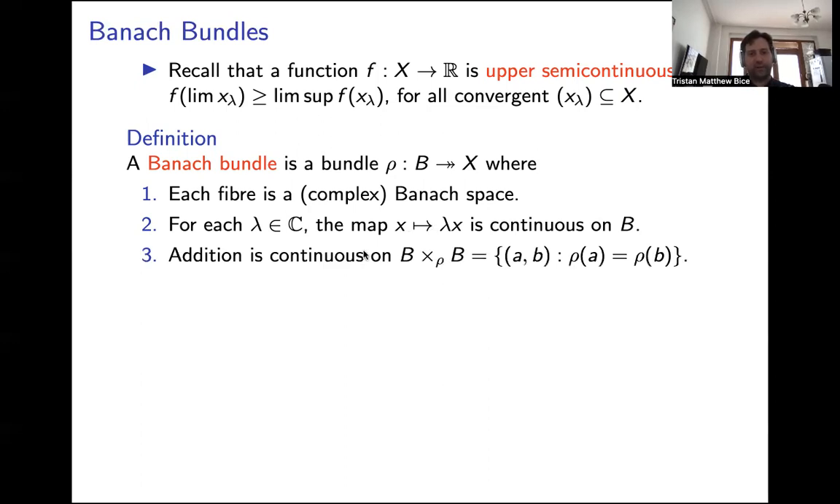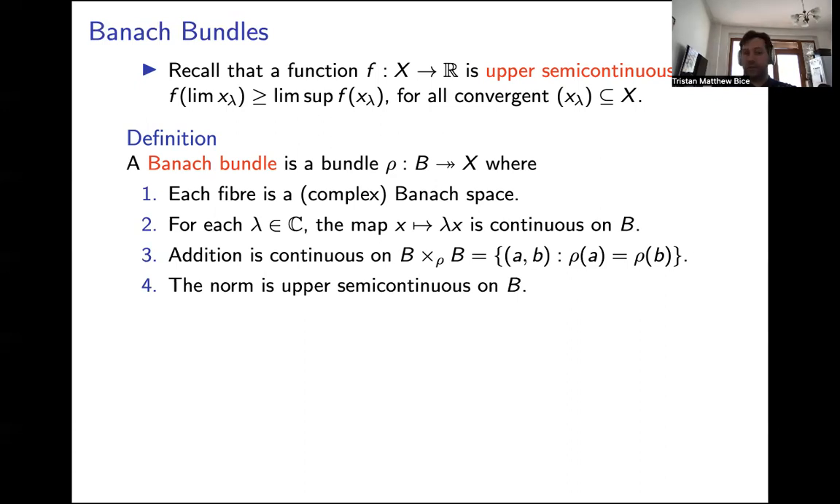We also want addition to be continuous, right? We can add within any fiber. We can't add elements from different fibers, but we can look at all the pairs which lie within the same fiber and clump them all together into a single set. And as long as this space here, in the subspace topology, the subspace of the product topology, as long as the map you get using addition from that to B itself is continuous, then this is another condition that needs to be satisfied.